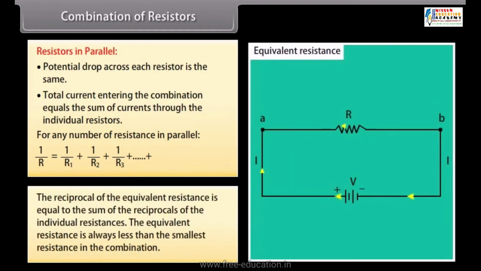The reciprocal of the equivalent resistance is equal to the sum of the reciprocals of the individual resistances. The equivalent resistance is always less than the smallest resistance in the combination.